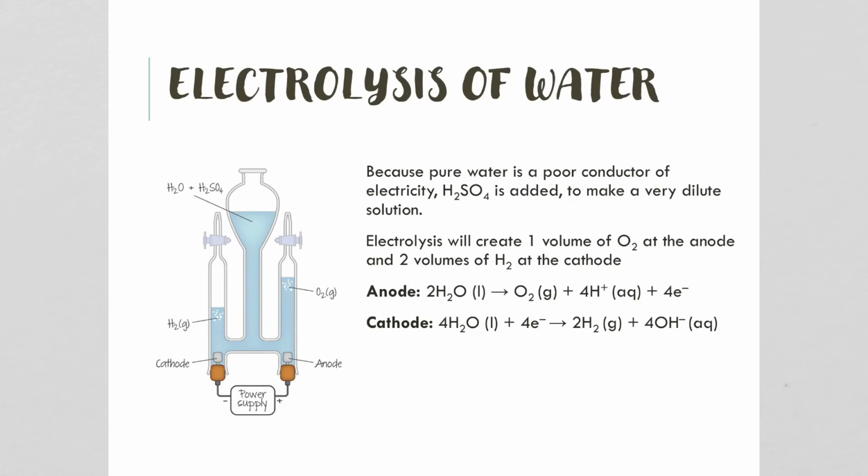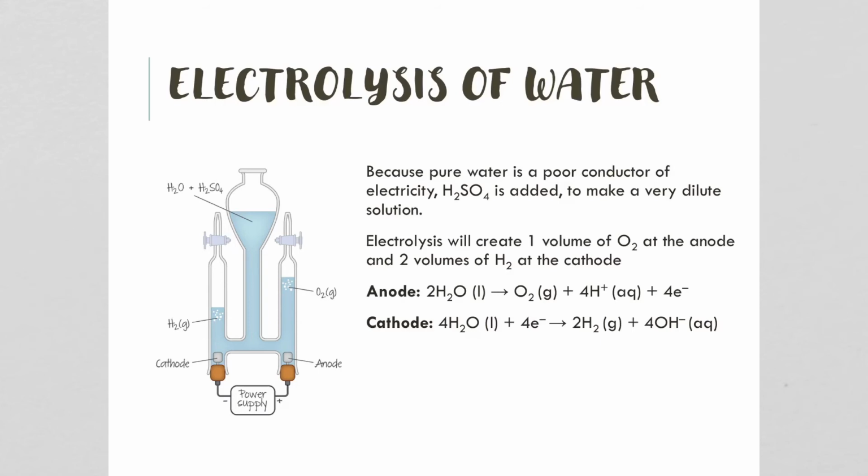We can also perform the electrolysis of water. We can break water into its 2 elemental parts. But water in its pure state is a very poor conductor of electricity, so we have to add sulfuric acid to it to make a very dilute solution of acid. You don't want to add too much. Then the electrolysis will create 1 volume of oxygen at the anode and 2 volumes of hydrogen at the cathode, because there is a 2-to-1 ratio.